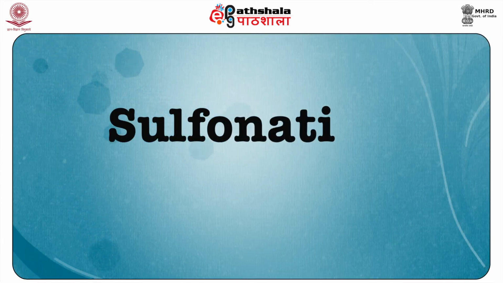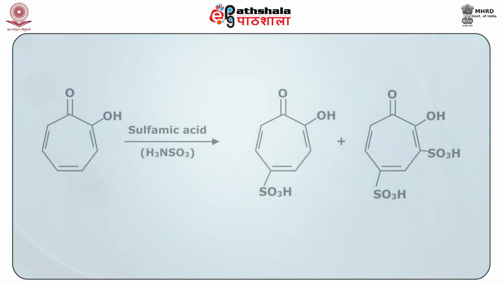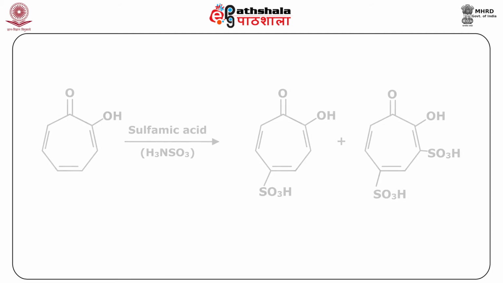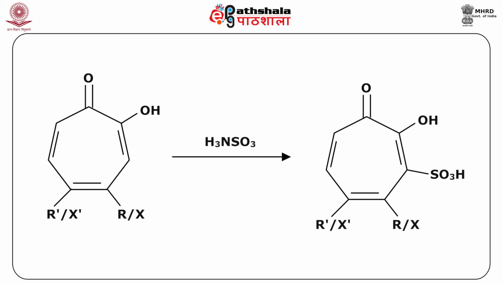Similarly, we can carry out sulfonation. The sulfonation of tropolone with sulfamic acid leads to 5-sulfonic acid, which is possibly accompanied by 3,5-disulfonic acid. When position 5 and position 4 are blocked by an alkyl group or by any other substituent like halogens, the reaction takes place equally readily at position 3. 4-methyl tropolone yields a product which is 6-methyl tropolone 3-sulfonic acid.